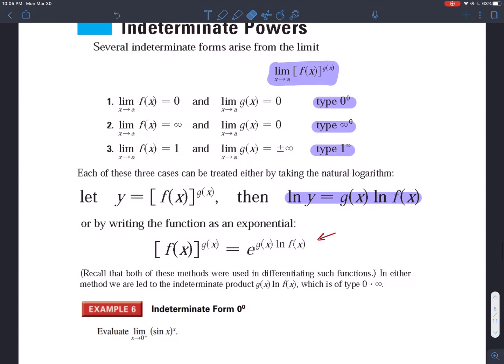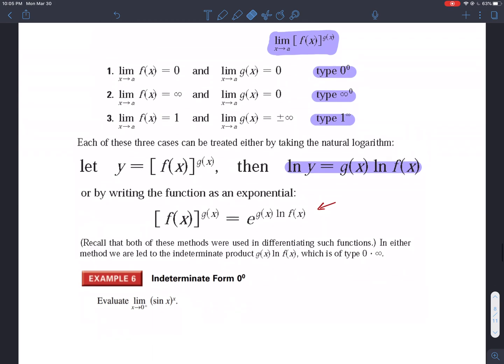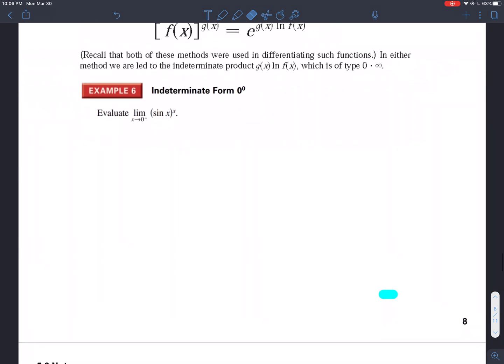Recall that both of these methods were used when we were differentiating e to the x, a to the x, ln of x, and so on. We used both of these strategies before. All right? So here we go. Let's practice. Number 6.